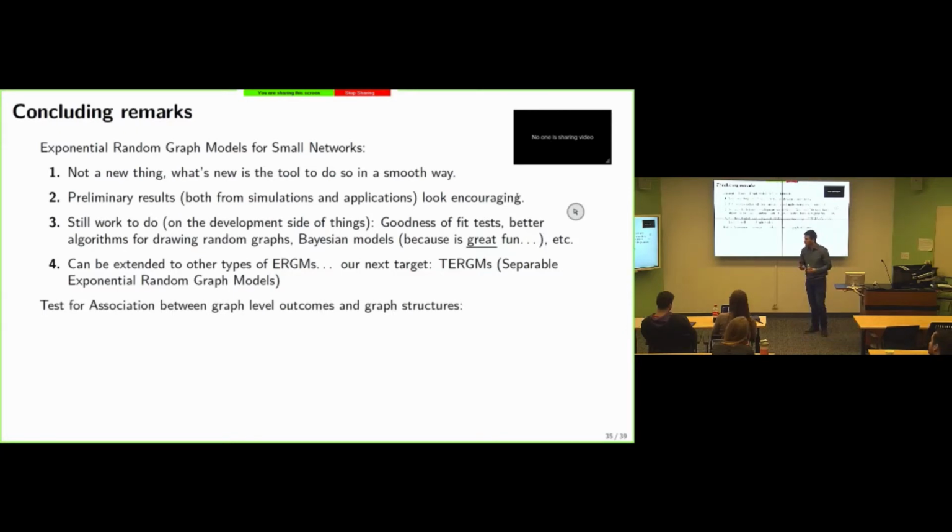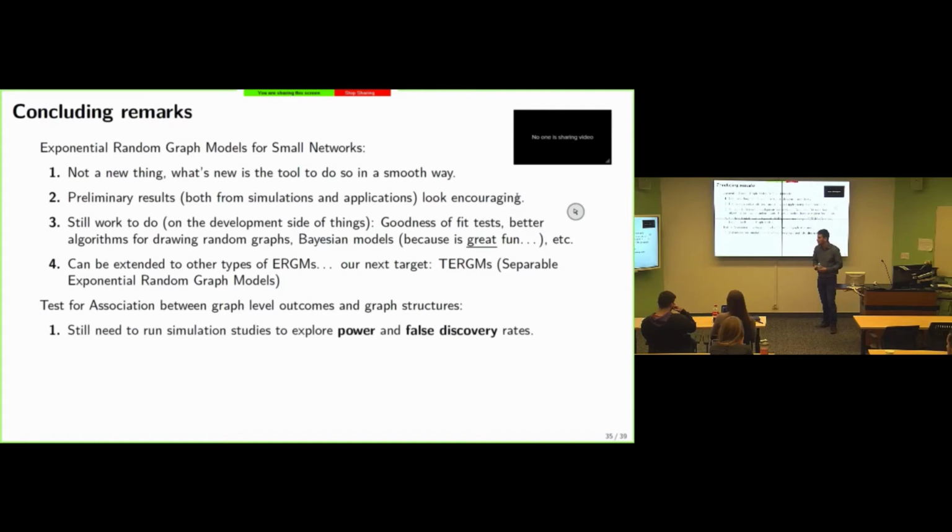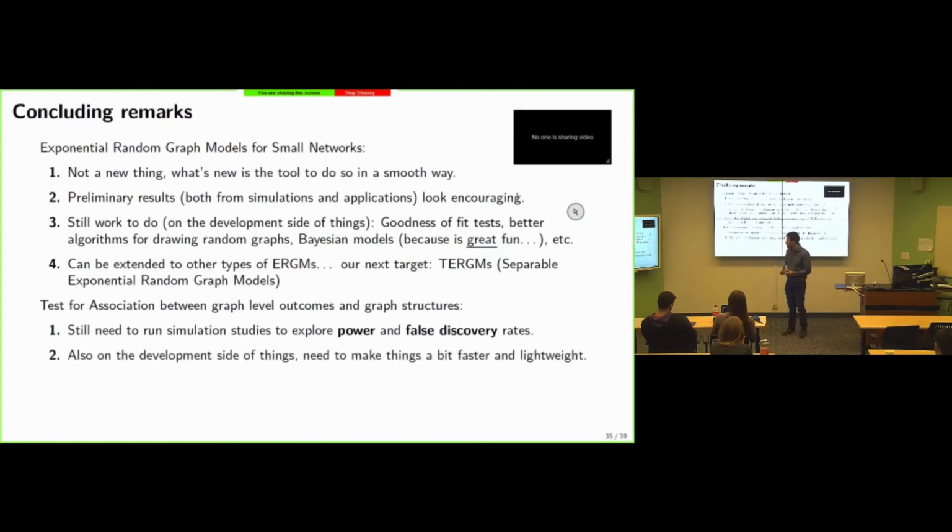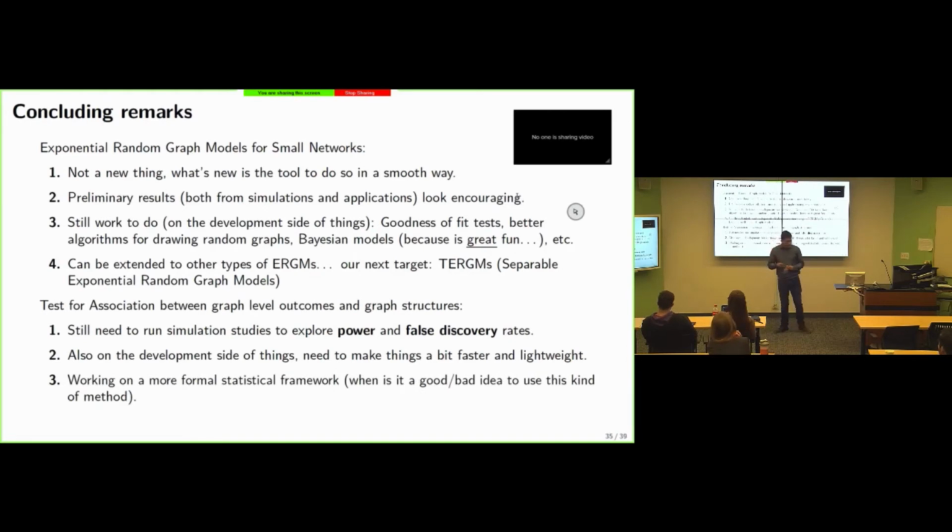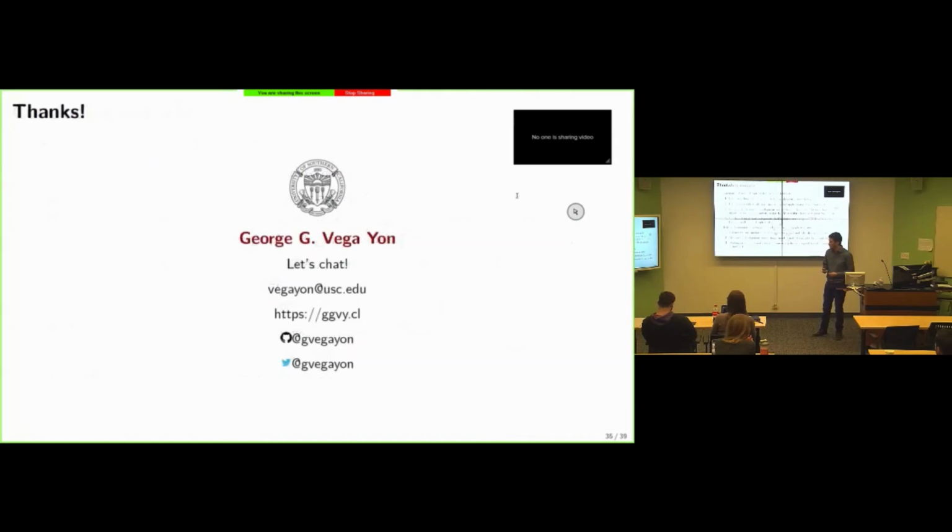In the case of the test for association between graph-level outcomes and graph structure, we still need to do some simulation studies to explore power and false discovery rates. We haven't done that yet. We also need to develop the code a little more to make it faster and lightweight. And also work more on a formal statistical framework, because the idea is not just to stay with the simulation, but to be able to say when this is a good idea and when this is not a good idea. And that's it.